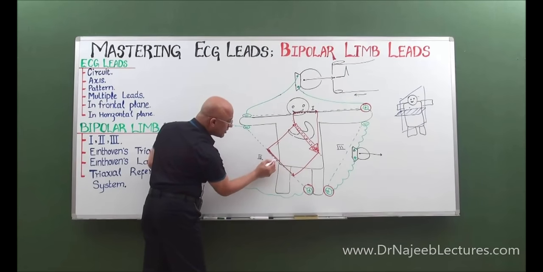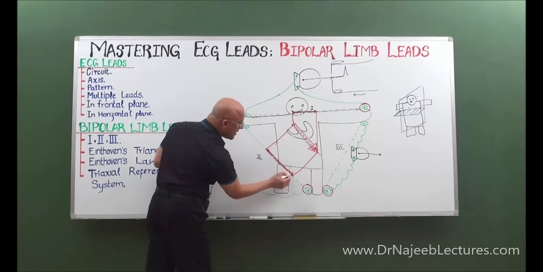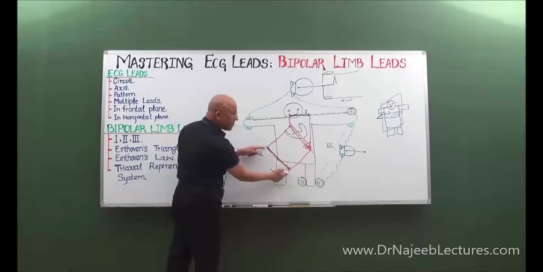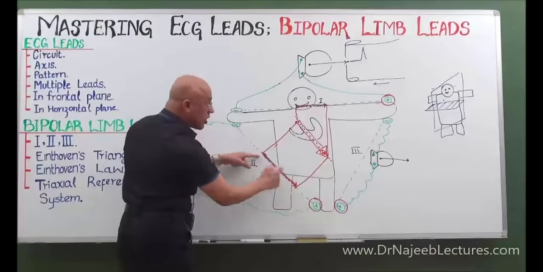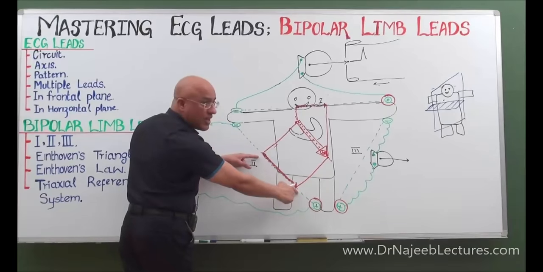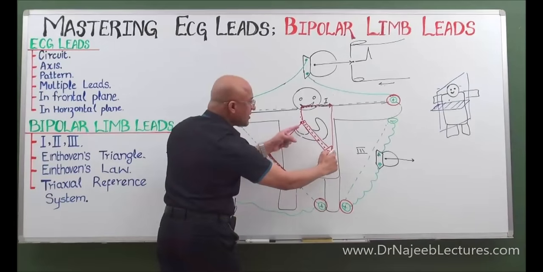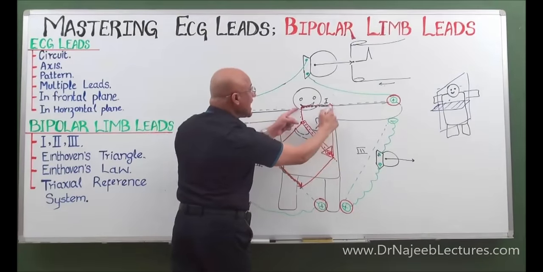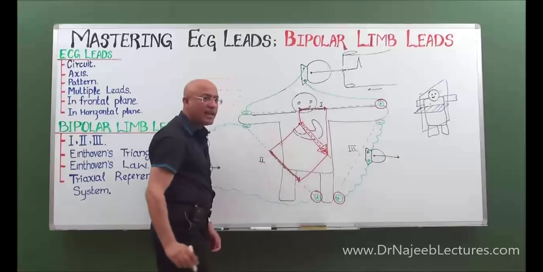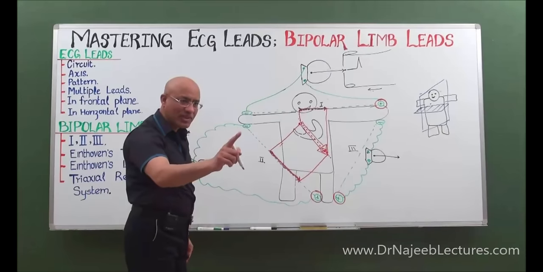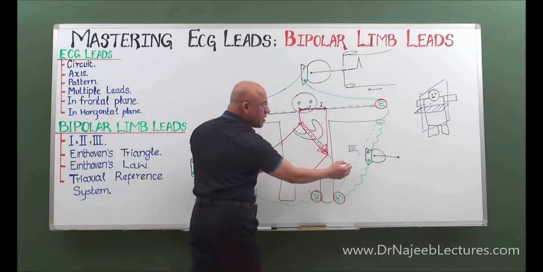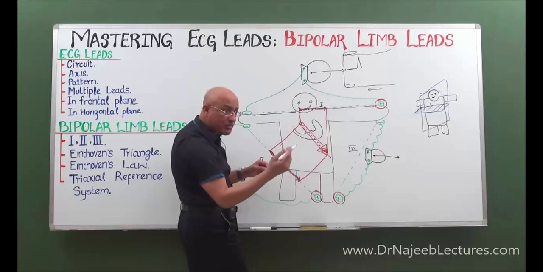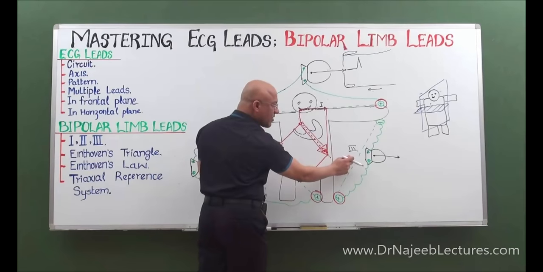Now you see, along lead number two, the QRS vector is projected. The projection of the QRS vector is greater along lead number two. But the projection of the QRS vector along the axis of lead number one is less. Is it clear? Now you see the same vector, how it will be perceived by the third lead.